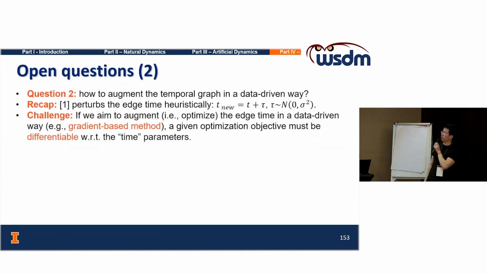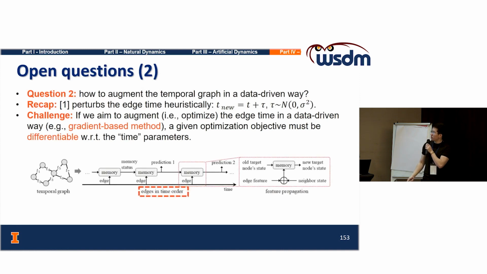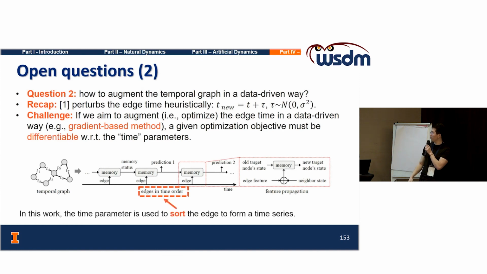And open question 2 is how to augment the temporal graph in a data-driven way. So this is very critical, and we have witnessed a lot of success of the data-driven method compared with the heuristic-based method. But how to augment the temporal graph in a data-driven way? From our last work, the time feature is only used to sort the edges in order, right? As I show you here. So the time property is not explicitly included in the computation of the final objective function. They only use the time property to sort the edges, right?